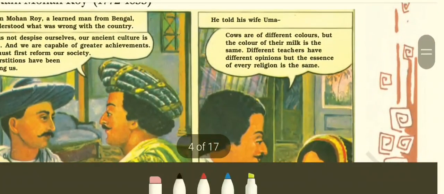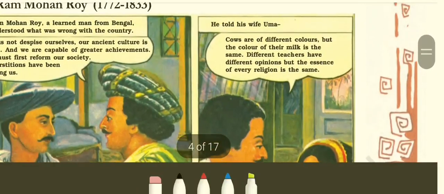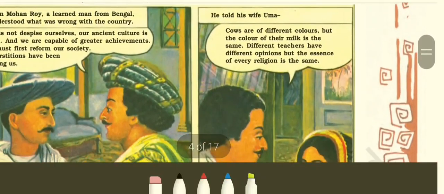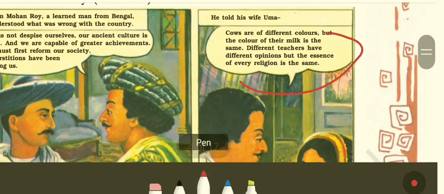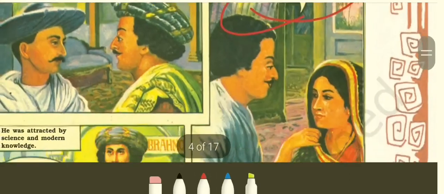Let's see. He told his wife Uma, he had a wife by the name Uma. He says cows are of different colors, but the color of their milk is the same, isn't it? Some are brown, some are black, some are white, but then they all give the same colored milk, white. Different teachers have different opinions. Teachers also may have different opinions, different teaching styles, isn't it? But the essence of every religion is same. What every religion wants to teach is the same as what Raja tells his wife Uma.